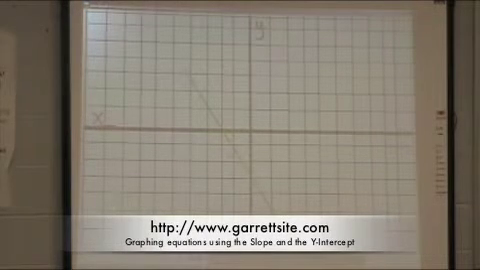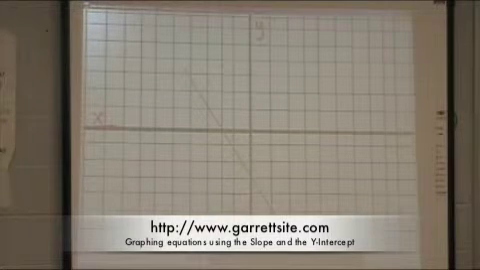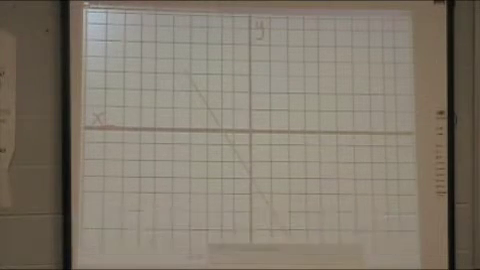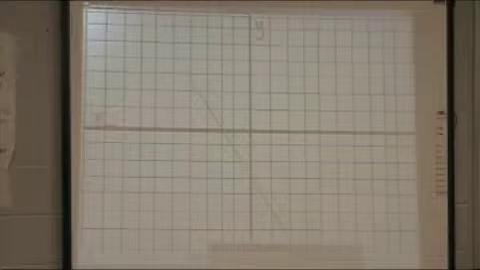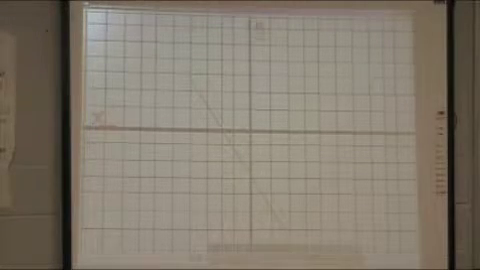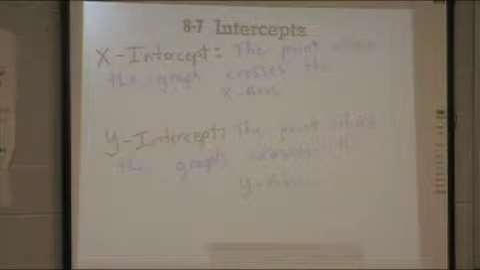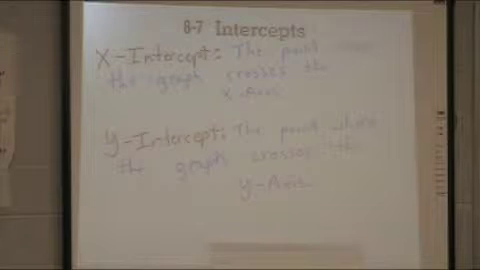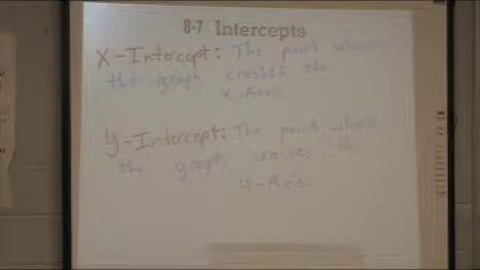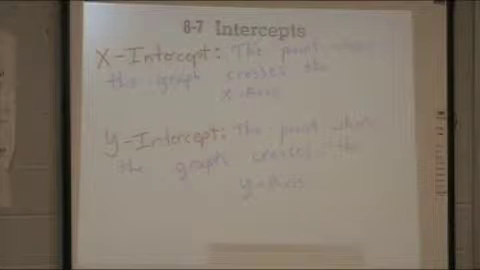Okay? The two things you need to learn in the beginning of this lesson are, what is the x-intercept? What is the y-intercept? The definition of the x-intercept is the point where the graph crosses the x-axis. The y-intercept is the point where the graph crosses the y-axis.